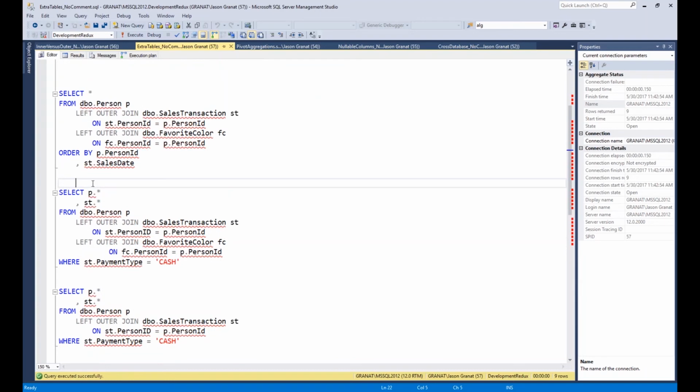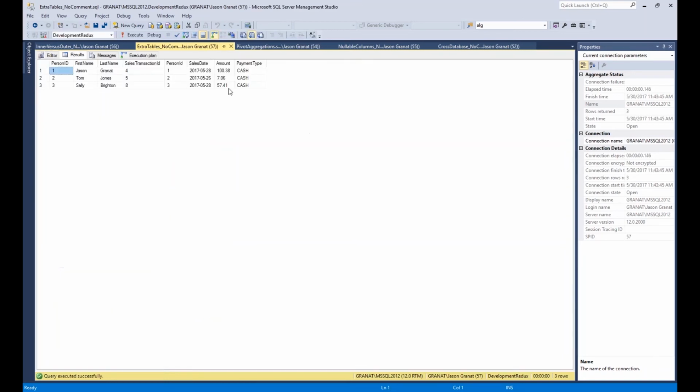So let's see what happens if we take our data set that's coming back. Let's just say I'm interested in only the items from the person table. I'm interested in person, and I'm interested in stuff from the sales transaction. I'm not even using this favorite color. I've added it in the join. We've got the appropriate on clause here, but I'm not actually returning anything for it. So let's see what things look like.